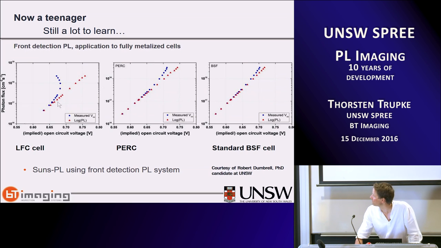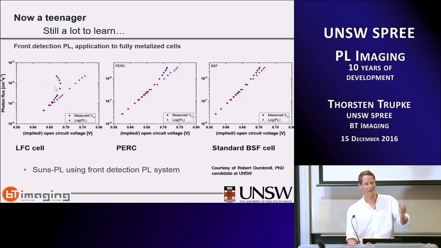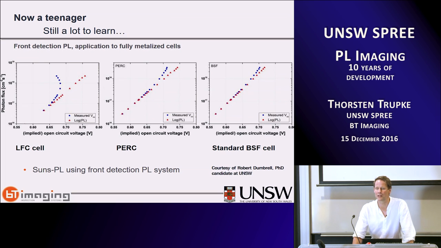This one is an interesting one. You can see here that for this LFC cell, the voltage actually falls back, so if you increase the intensity, the voltage becomes smaller. This is interpreted in terms of a Schottky diode on the rear of the solar cell, so that diode turns on as you increase the illumination intensity, and then the voltage acts against the main diode voltage.